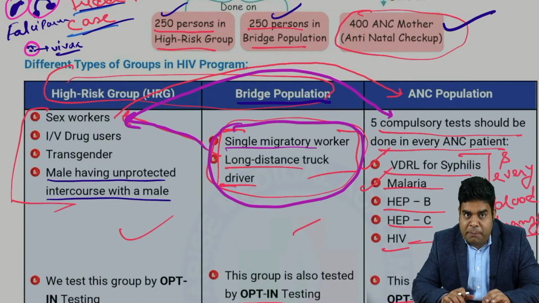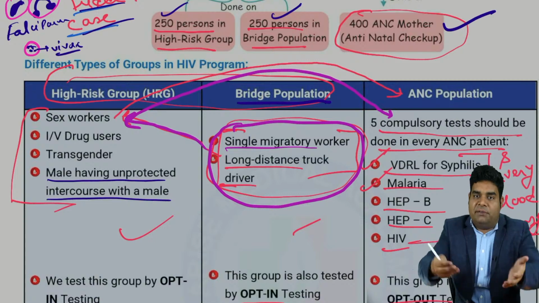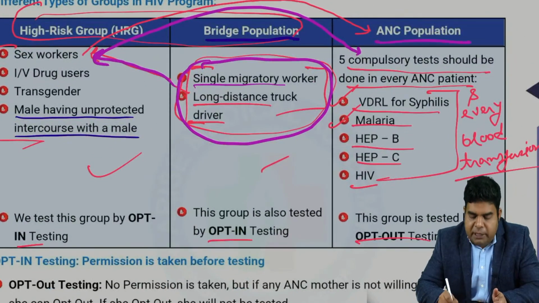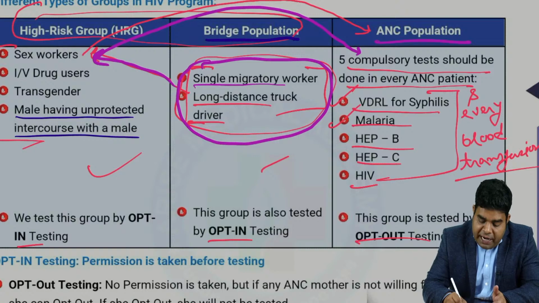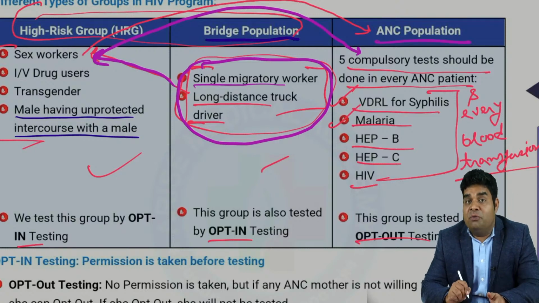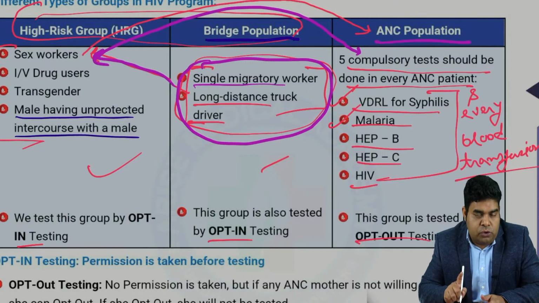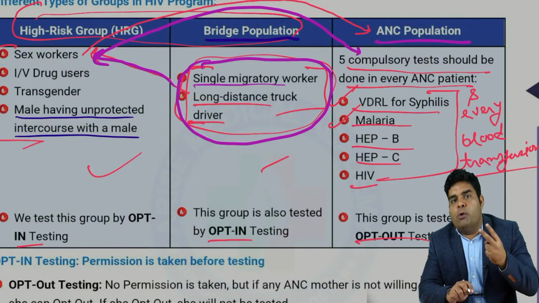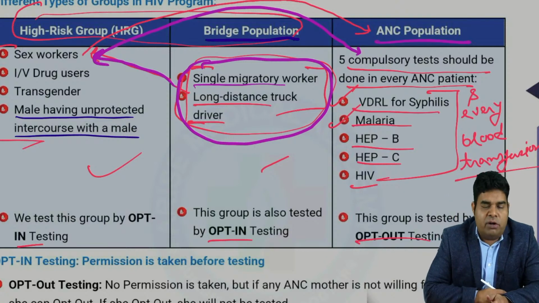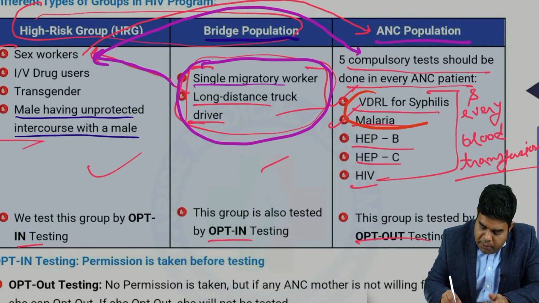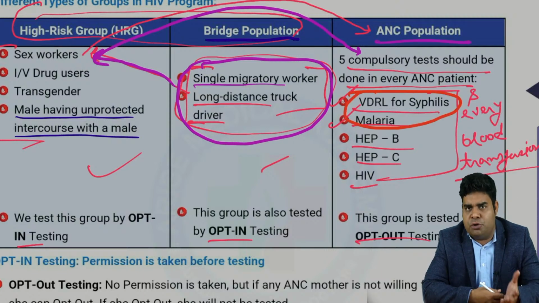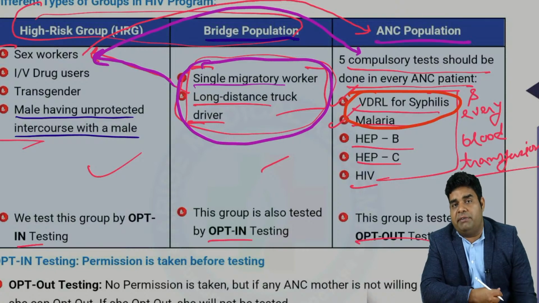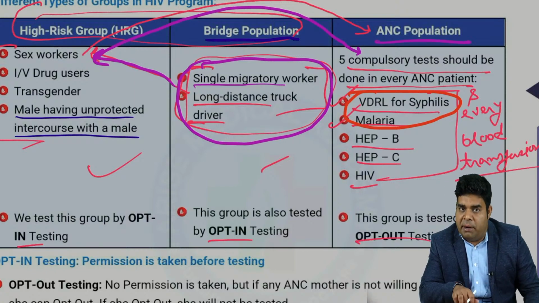So these two groups, high risk and bridge population, will be tested by active surveillance. And ANC mothers are coming to us by themselves. There are 5 compulsory tests done in ANC and during blood transfusion also. What are those 5 tests? Very simple to remember. HIV, Hep B, Hep C. Then 2 more are malaria and VDRL for syphilis. So only 2 you have to remember. The 3 I think you already understand should be done. Malaria and VDRL. Total 5 tests done in ANC and in blood transfusion also.